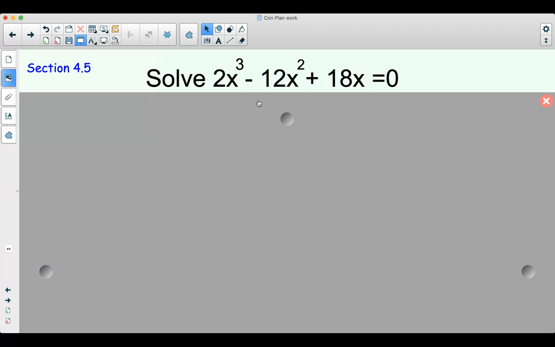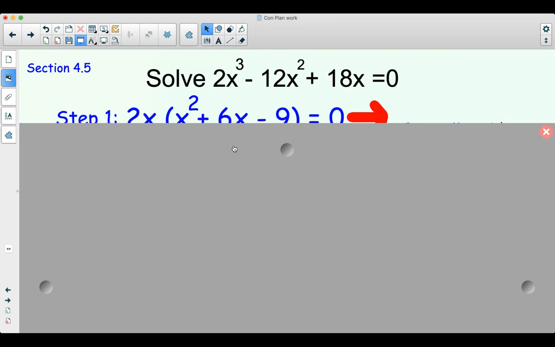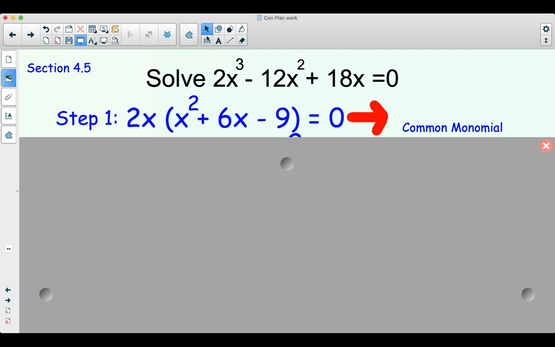The first step I'm going to do is see what they have in common for this particular problem, which is a 2x, which is just factoring out a monomial. If I factor out that 2x, I'm left with x squared plus 6x minus 9 inside the parentheses. Set it equal to 0, because this is the part of section 4.5 where we are solving these polynomials by factoring. Same thing we did last week.